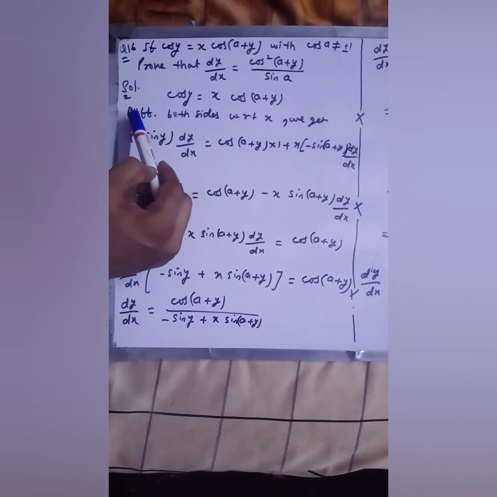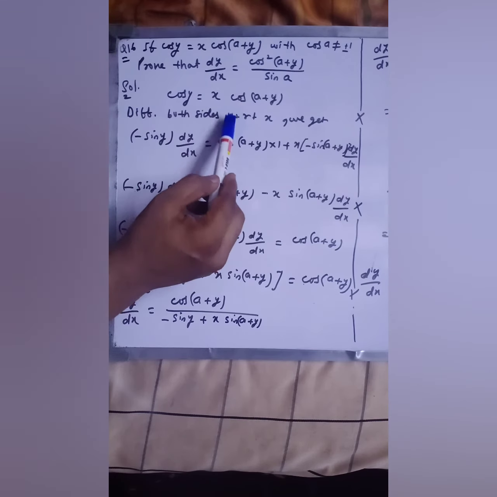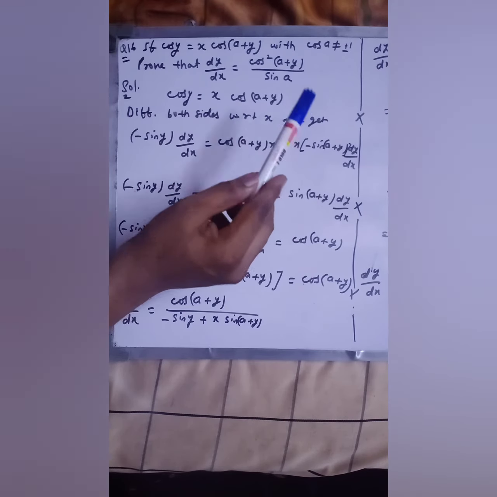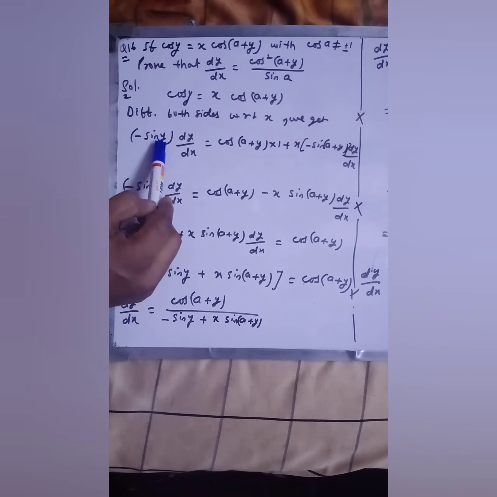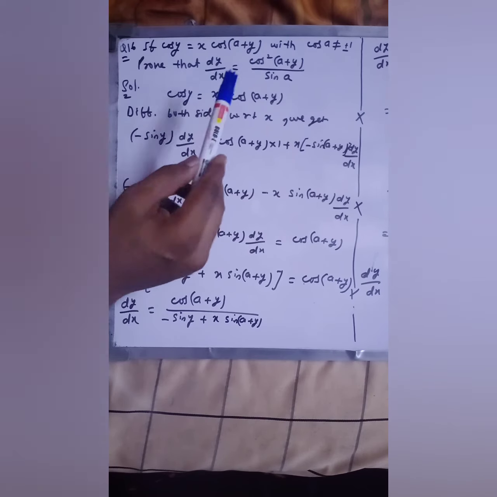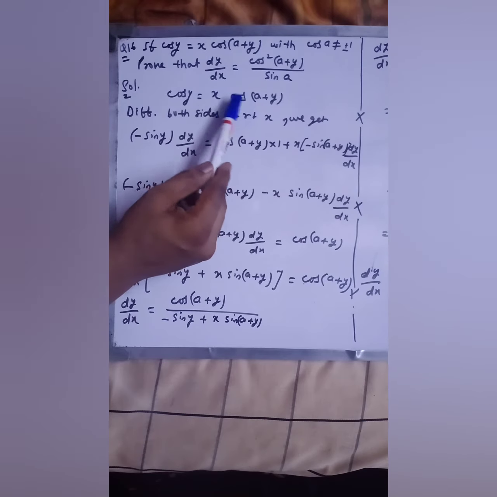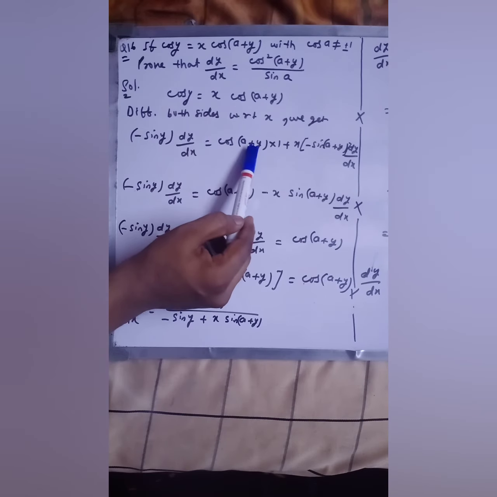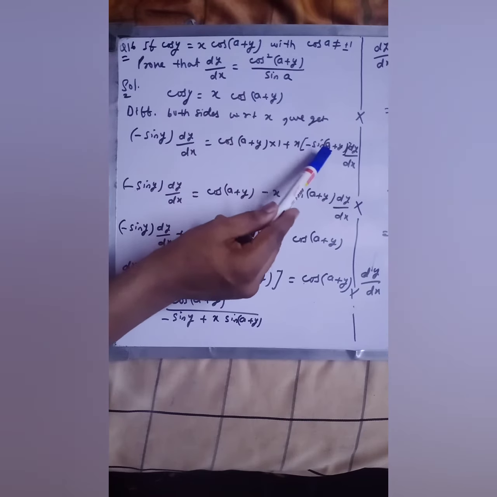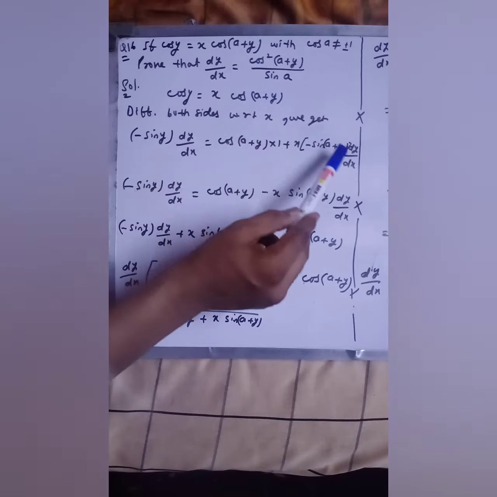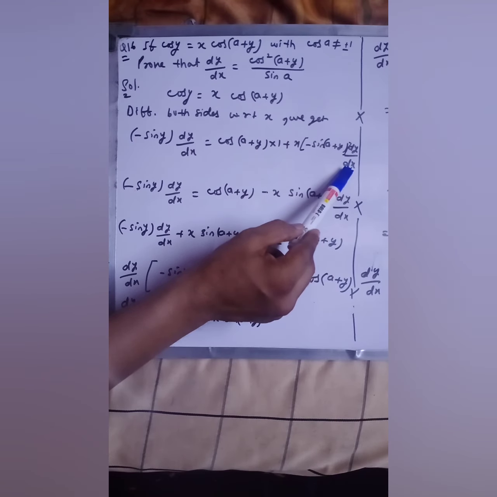What I'm doing is differentiating both sides with respect to x. The derivative of cos y will be minus sin y times dy by dx, equals, here you have to apply the product rule. Cos(a plus y) will remain the same, and the derivative of x will be 1, plus x will remain the same, then the derivative of cos(a plus y) will be minus sin(a plus y), and the derivative of this angle will be dy by dx.